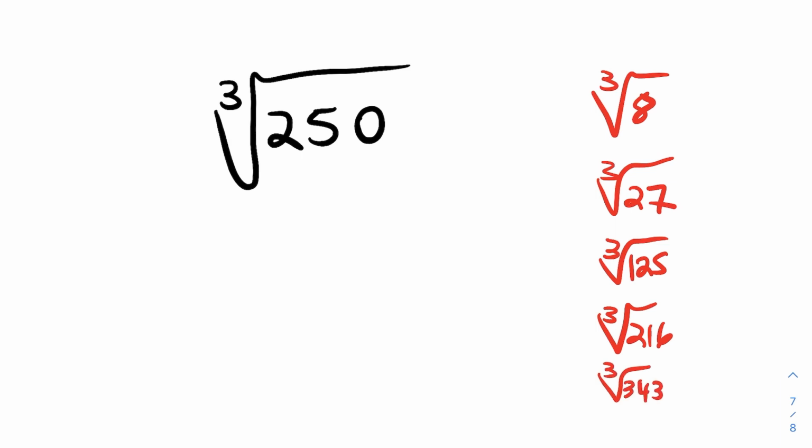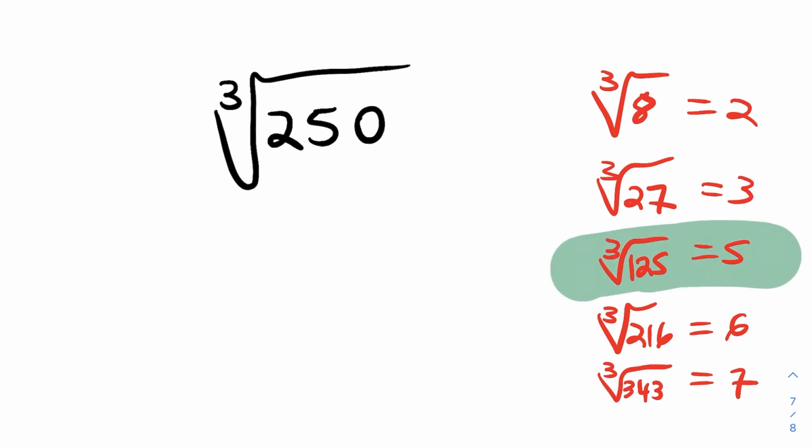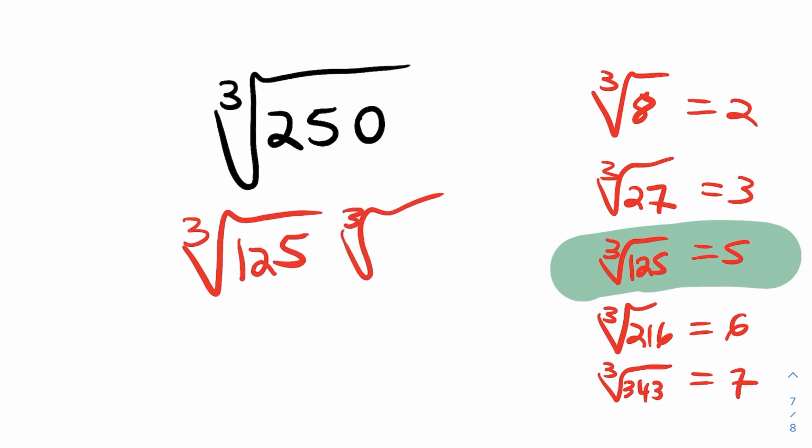You're looking for one of these numbers. As you see, the numbers are getting large. But these are the cube roots here, and this is why we're looking for these numbers. The only number I see on that list that's a factor of 250 is this one right here. So I see I can factor 250 into the cube root of 125 times the cube root of 2.